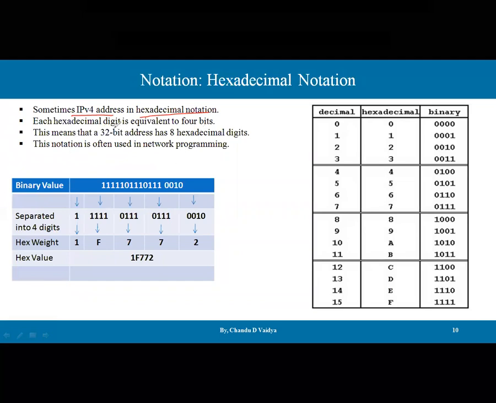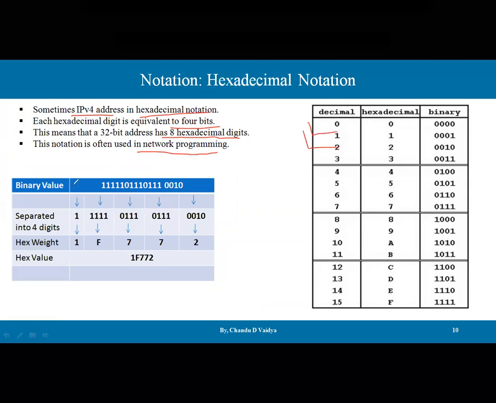Each hexadecimal digit is equivalent to 4 bits. This means that the 32-bit address space has 8 hexadecimal digits. The notation is often used in network programming. This is very useful in network programming, right? So in order to represent the hexadecimal notation of the IP address, we need to consider this table, where decimal, hexadecimal, and binary positions are given.